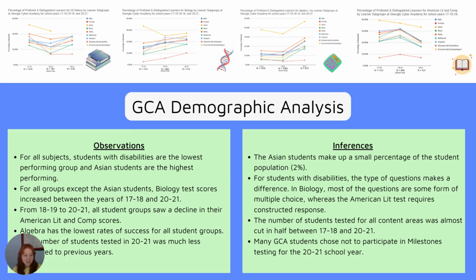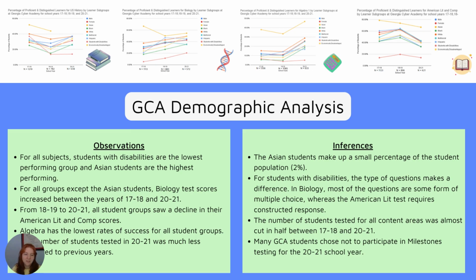So some observations for these charts. For all subjects, students with disabilities are the lowest performing group, and Asian students are the highest performing group. So you can see at the lines at the bottoms of each of these graphs, that dark orange red line is the students with disabilities line. And especially in the American Lit and composition, we can see they are well below their peers in performance.